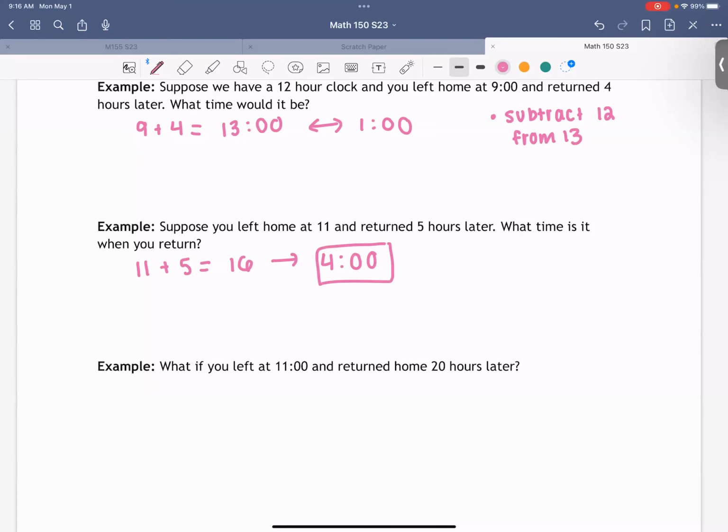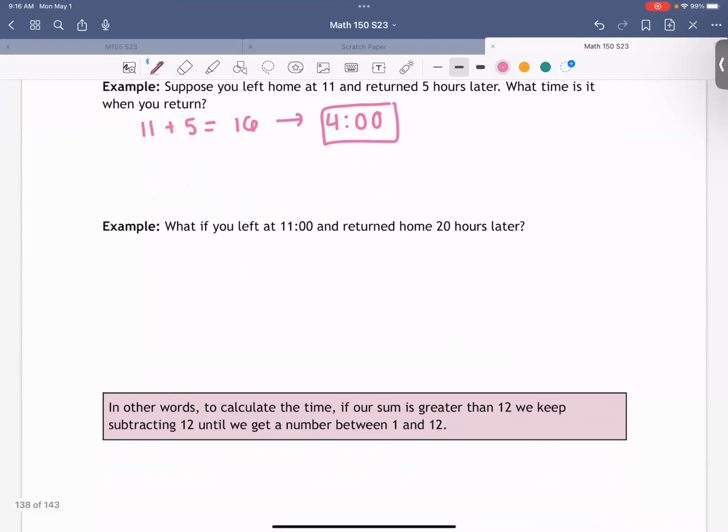Okay. The third one's a little bit more tricky. Let's say we left at 11 o'clock and returned home 20 hours later. Well, 11 plus 20, that's 31. Okay. Well, let's do the same thing, right? We said subtract 12. 31, what's 31 minus 12? 19. Well, 19 o'clock doesn't make sense either, right? Unless you're in military time. What should I do now? Subtract 12 again, right? I can subtract 12 again, and that gives me 7 o'clock. And that's a number that I like. That's a number that makes sense on the clock. So what we really did is we subtracted 12 to get a number.